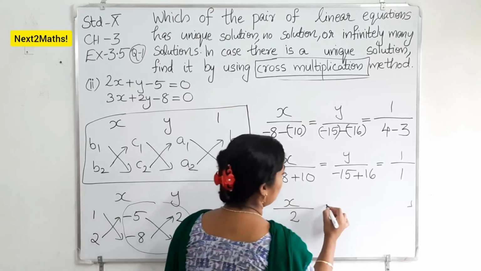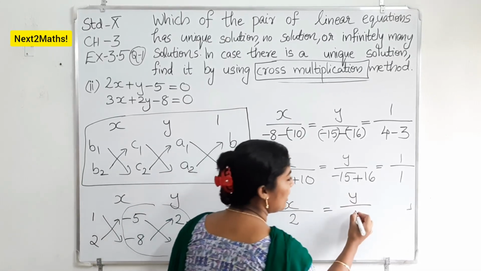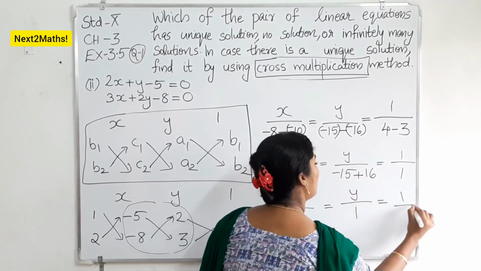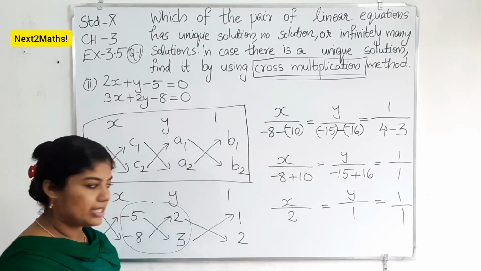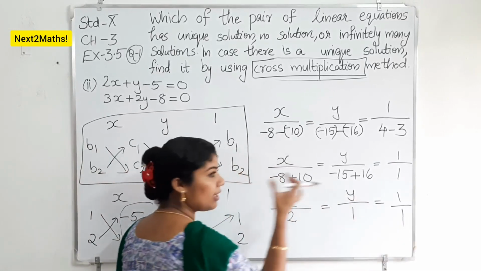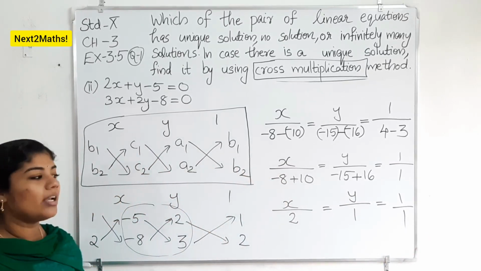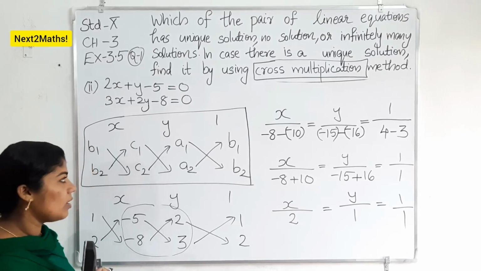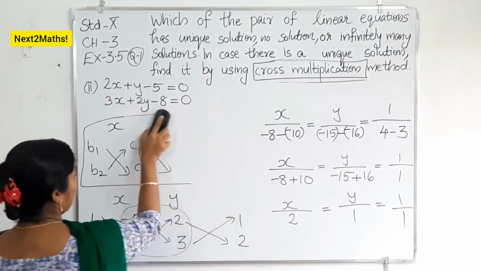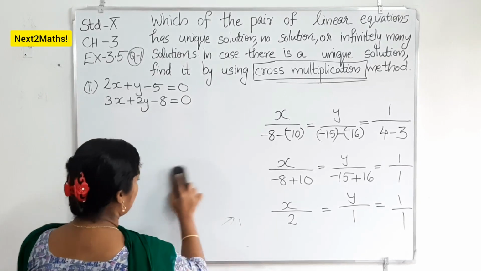x by 2 equal to y by minus 15 plus 16, you will get 1, equal to 1 by 1. Now you got like this. Now what you are doing, just comparing this x by 2 with 1 by 1. Then later y by 1 with 1 by 1, and we are writing what is x and what is y. Okay, so let's check that. Just comparing both the sides and we are going to find what is our solution.